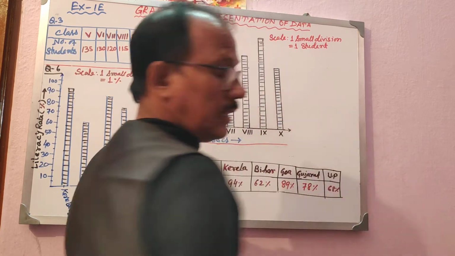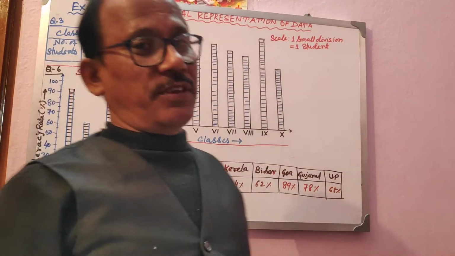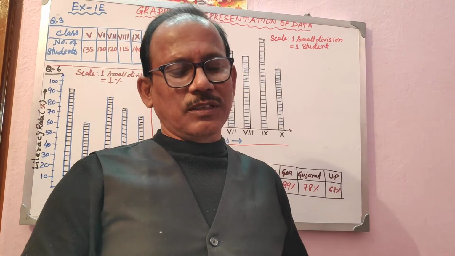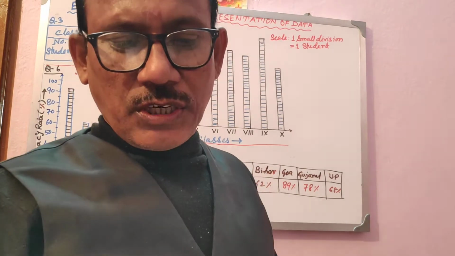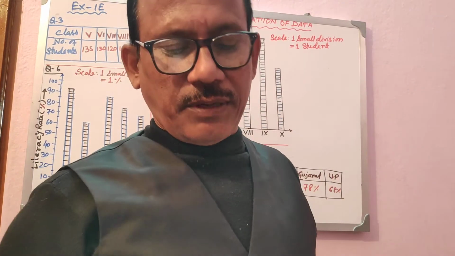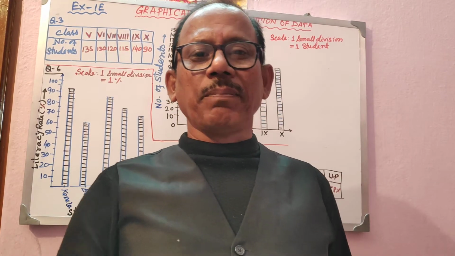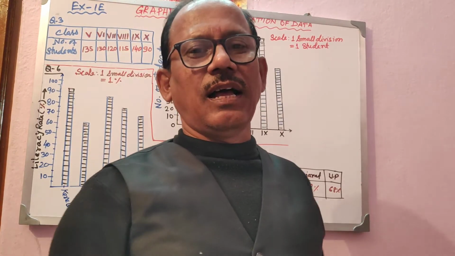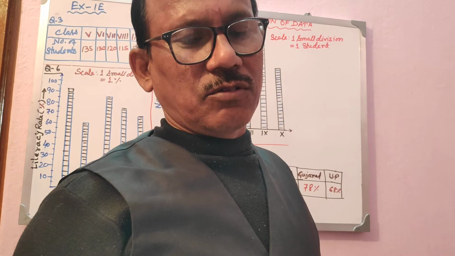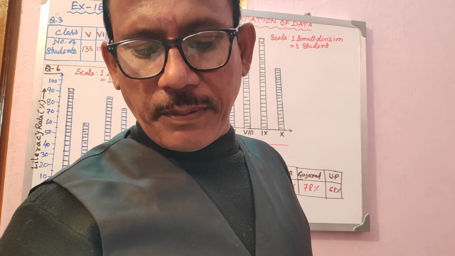Now let us discuss some exercises from your book, so that the idea will be more clear to you. You have done it already in your previous standard, so I hope you have got the concept. I will take question number 1E, the third one. It says, draw a column graph. Column graph means a bar graph where the bars are vertically drawn, to represent the following data.